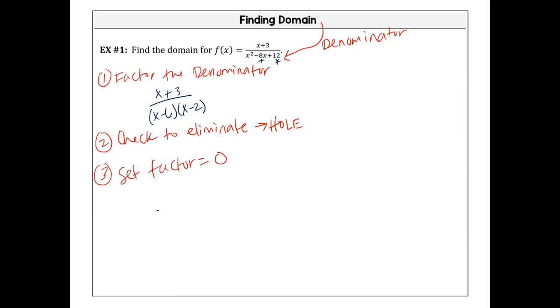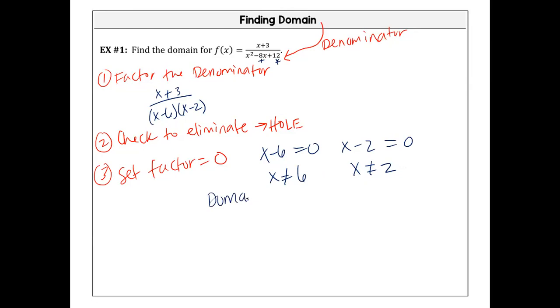Hence why I gave myself more room to try to reiterate the steps. So if I have x minus 6 equals 0 and x minus 2 equals 0, what can x not be? X cannot be 6 and x cannot be 2. So those are my domain restrictions. That's what these are called. These are my domain restrictions, right?